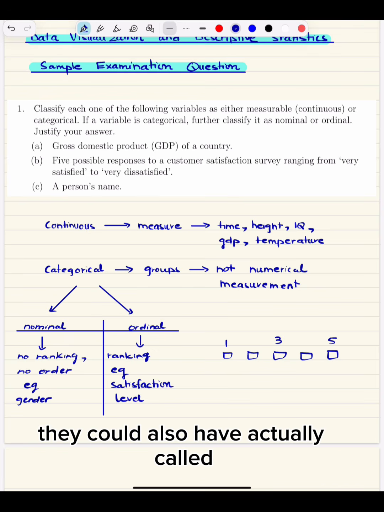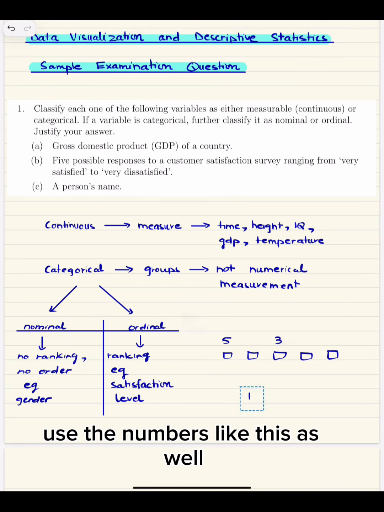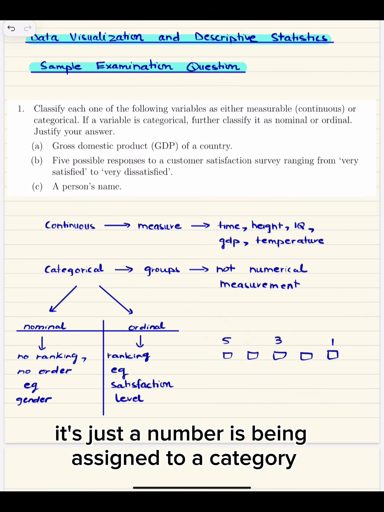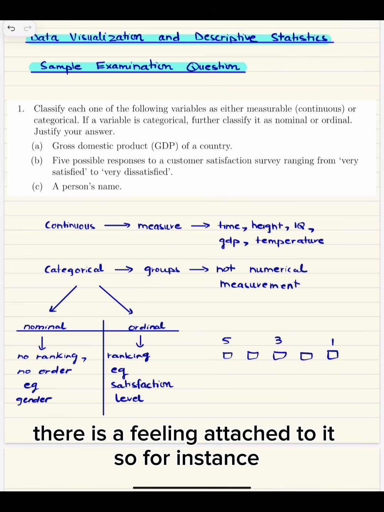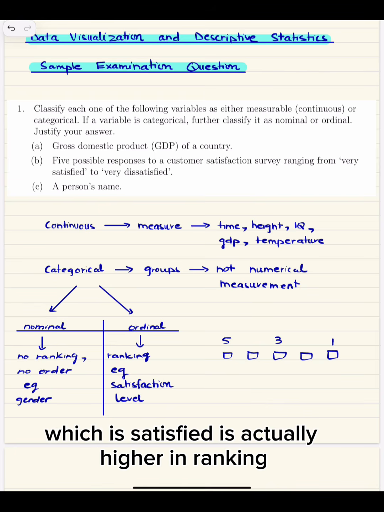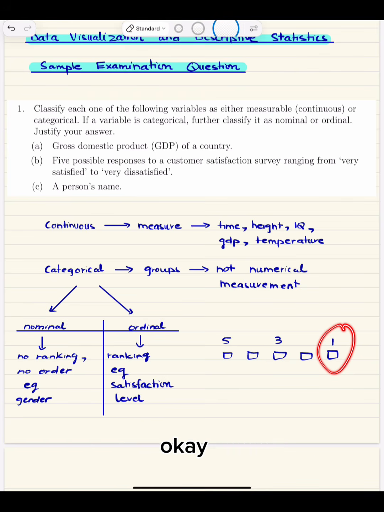They could also have used the numbers like this as well. It wouldn't have mattered. It's just a number being assigned to a category, and however, there is a feeling attached to it. So for instance, a response which is satisfied is actually higher in ranking in a sense that it is preferred. Okay.